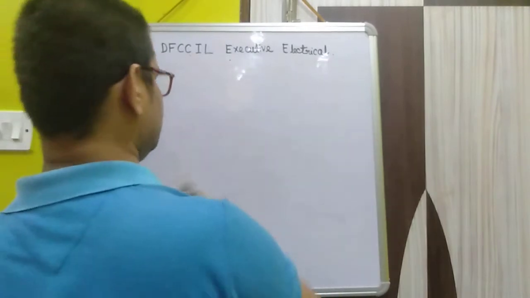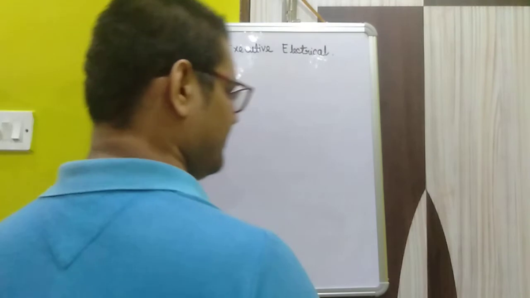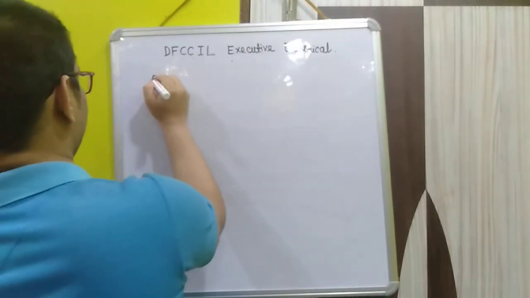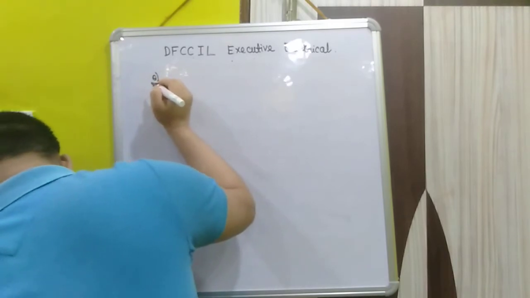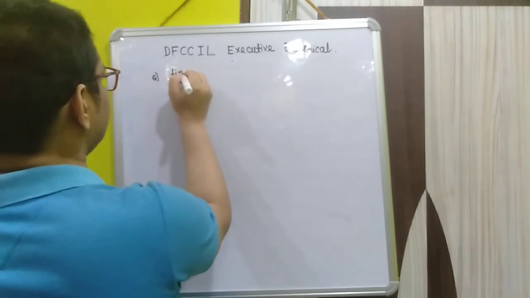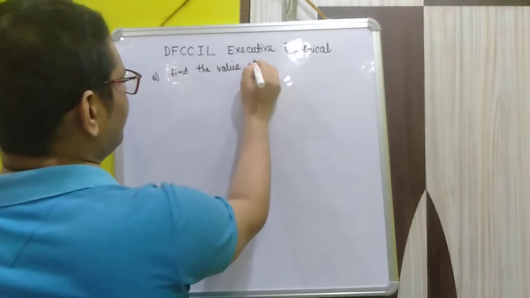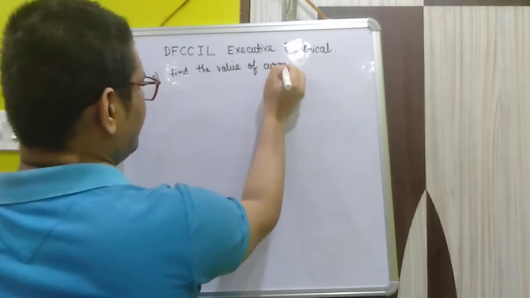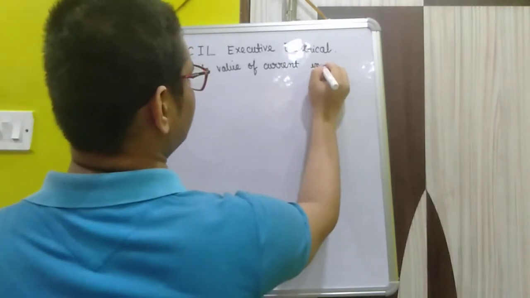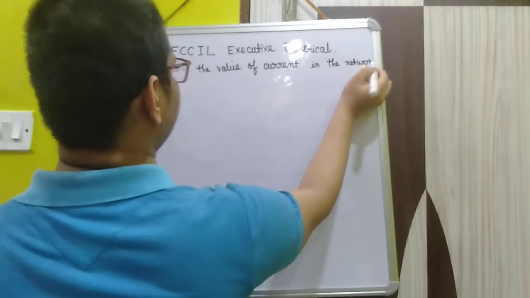So I take another question, which is very important for our SSC Junior Engineer examination. In this question also we have to find the value of current in the network given below.